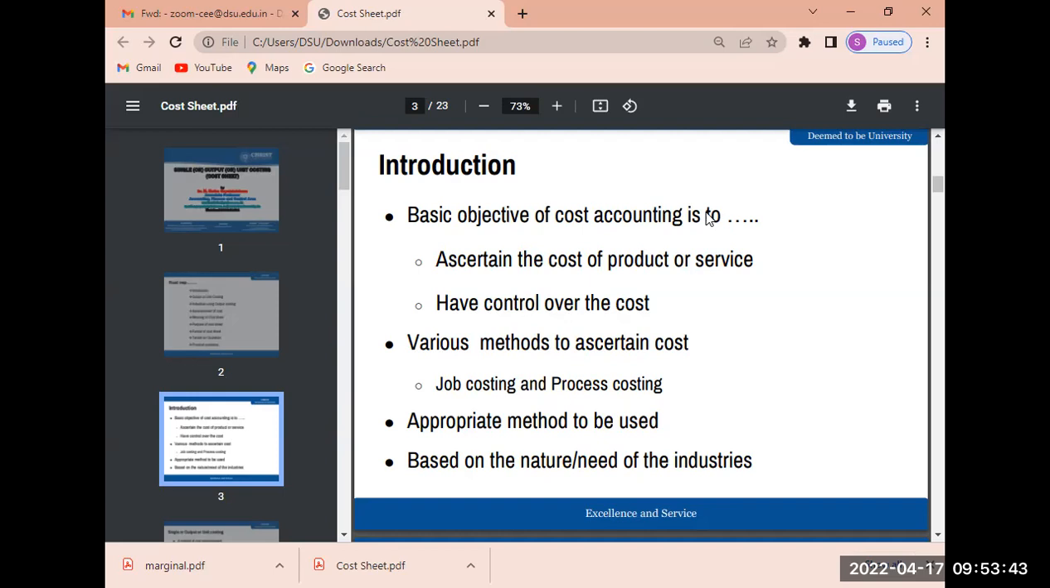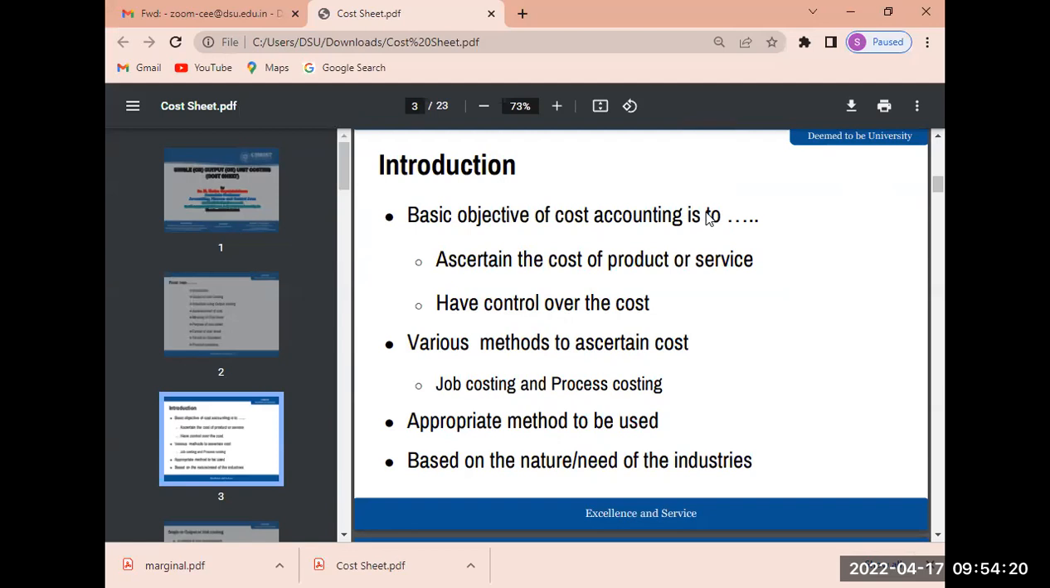So cost accounting is nothing but a branch of accounting, which has the objective of ascertaining the cost of a product or a service, and also to have control over the cost. There are so many methods available to achieve these two objectives. To ascertain the cost, we have a lot of techniques. To exercise control over the cost, we have a lot of techniques. We are not going to discuss all of them. We are going to discuss only one in the ascertainment method, and only one in having control.